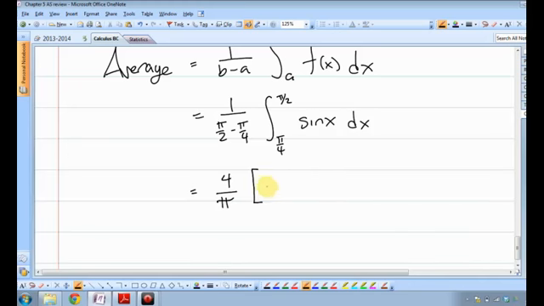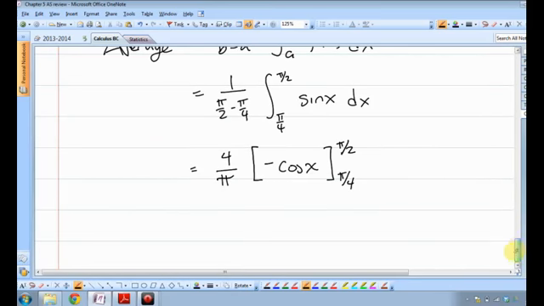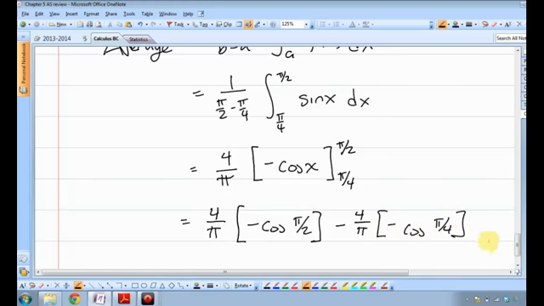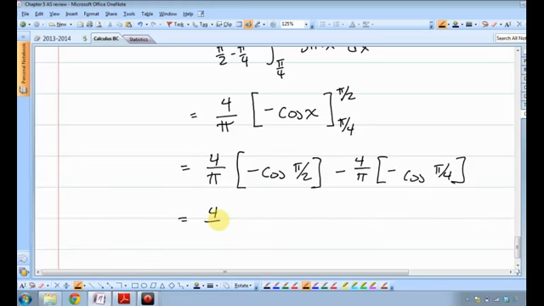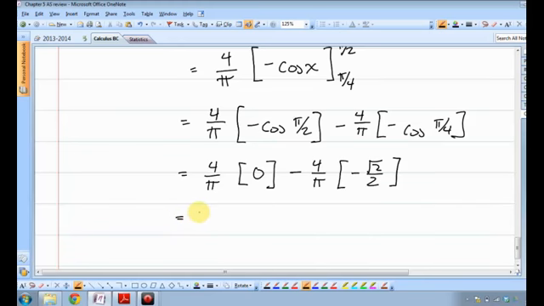Antiderivative of sine x is negative cosine x from pi over 4 to pi halves. To reiterate what we said before, you don't need the plus c because this is not an antiderivative. Okay, so let's simplify. That's 4 over pi times negative cosine of pi halves minus 4 over pi times negative cosine of pi fourths. That is 4 over pi times 0 minus 4 over pi times negative root 2 over 2. And that simplifies to 2 root 2 over pi.